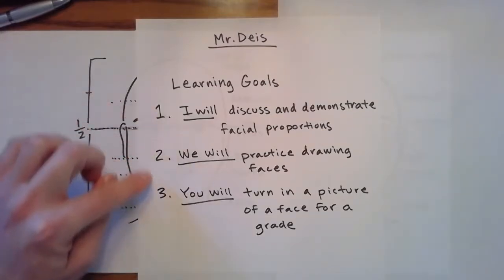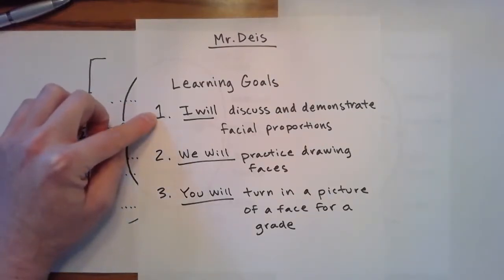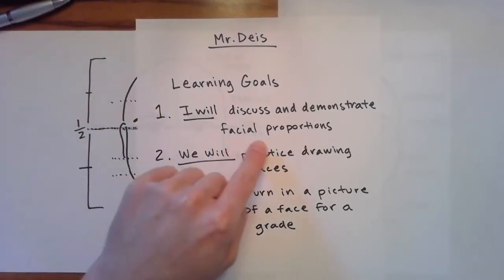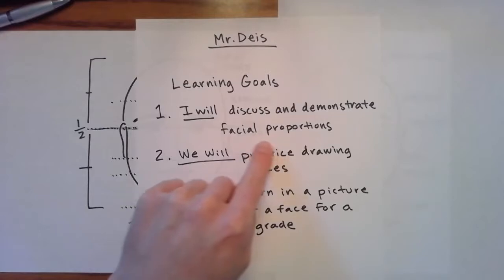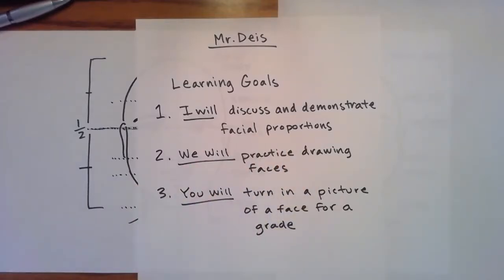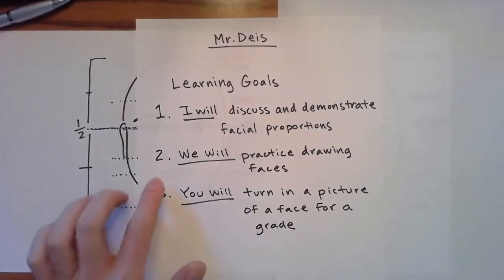Today these are our three learning goals. The first one is I will discuss and demonstrate facial proportions. That means getting things in the right spot and the right size. That's what facial proportions means, and that's what we're really focusing on today.